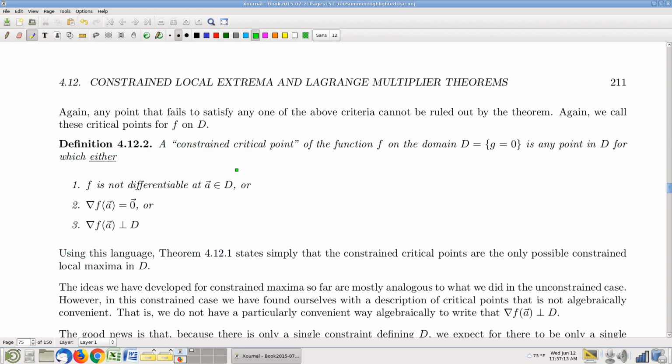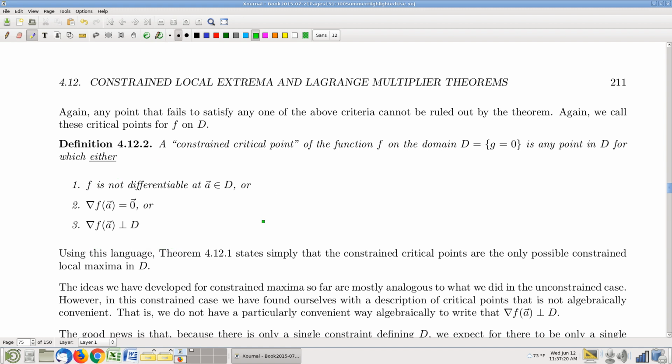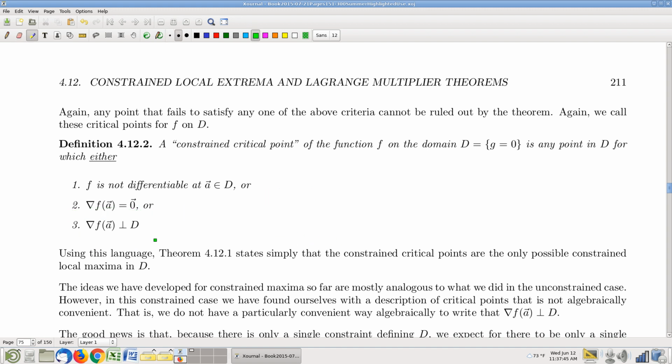So we could run with this. We could use this. This is how we find critical points. But it's a little awkward to work with, and specifically this is awkward to work with. We don't have an immediate algebraic method for how to decide if a vector is perpendicular to a surface. How do we do that? So I'm going to rewrite these conditions a little bit. It's just for rewriting purposes, to make it easier to work with.